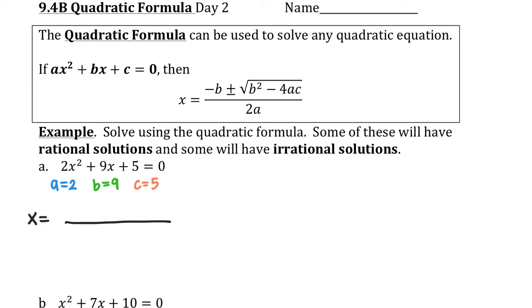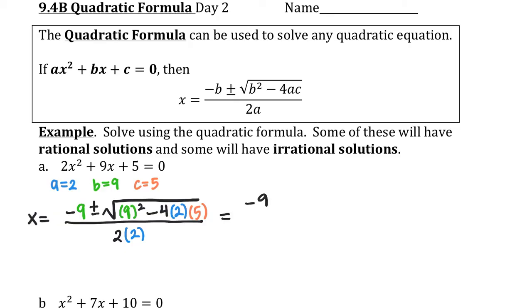We start with negative b, so this will be negative, what is b? B is 9, so negative b is negative 9 plus or minus the square root. Then in the radical we have b squared. B is 9, so 9 squared minus 4 times a times c. And our denominator, all over 2a. First step's hardest, remember. Now we need to simplify our radical in our denominator and then see what we can do from there.